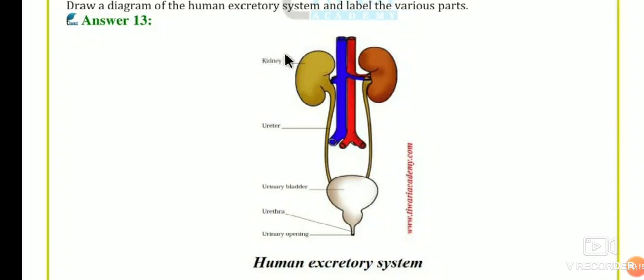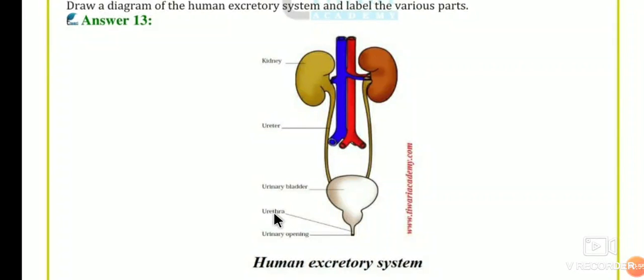So you should write, this is the human excretory system. You should draw very neatly. If there is availability, you can color it. If you are not interested in coloring the picture, then leave it as it is, but you should mention the parts very correctly: urinary opening and urethra, urinary bladder, ureter, and also kidney. So 1, 2, 3, 4, 5, totally 5 parts they have given.